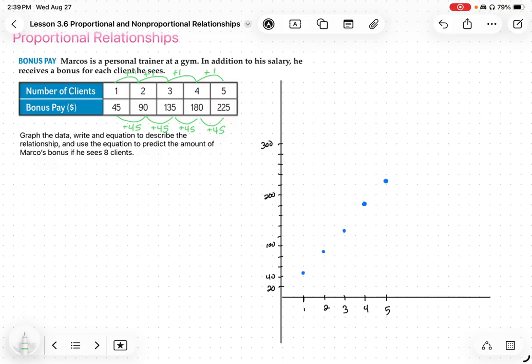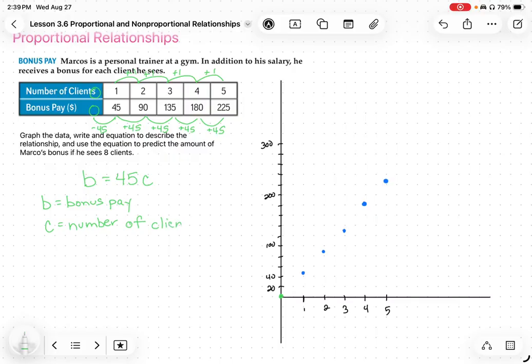And so what that tells me is the equation for this is going to have a slope, or a rate of change, of 45. Furthermore, if I went down to 0 clients, that would be $0. I would go down 45. So if I were going to put a point on there for 0 clients, it'd be 0 clients, $0. So my equation would be, let's do B and C for our variables. B equals 45C, where B is the bonus pay and C is the number of clients.